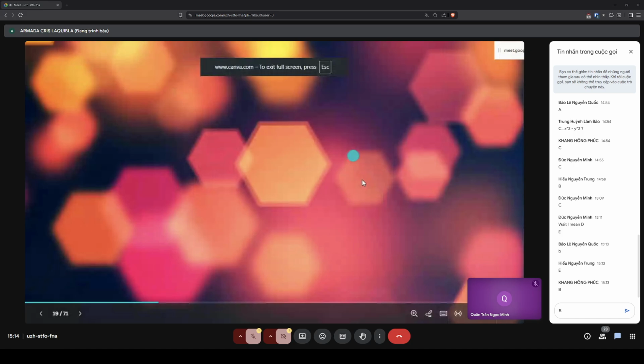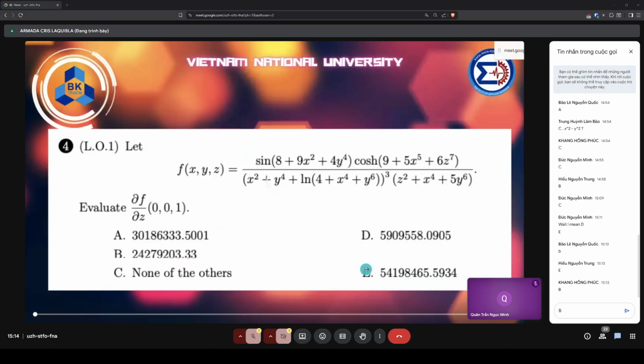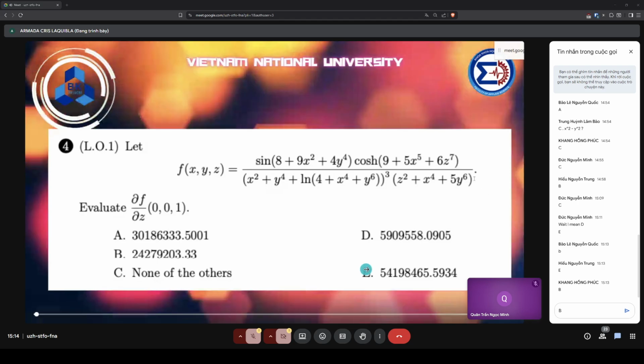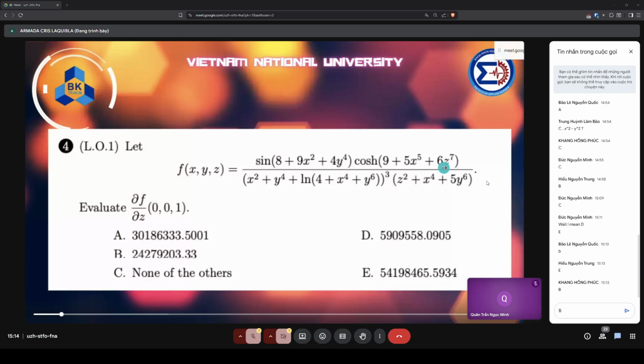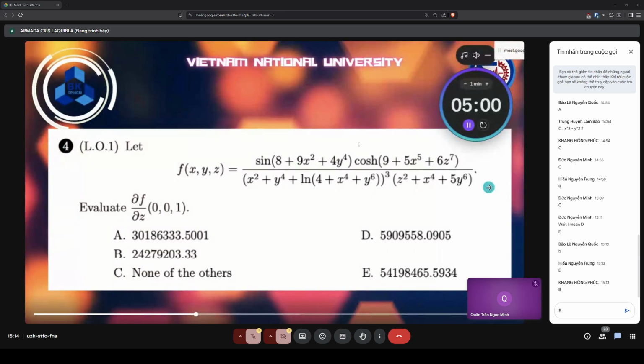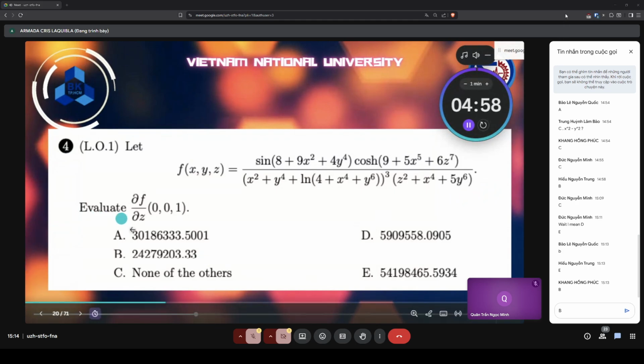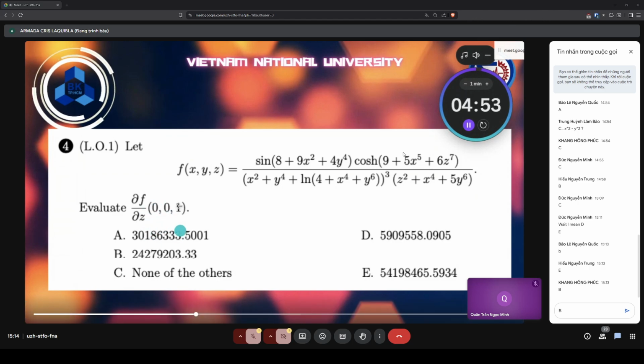Next, we have number 4 question, and this is the easy yes or no one. Okay, I will give you 5 minutes for this. You evaluate partial of f with respect to z at point 0, 0, 1. Again, this question is very easy to do. Hoping that you can get the derivative.